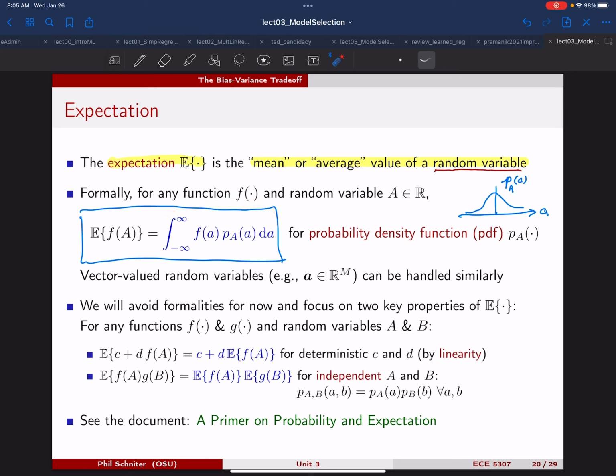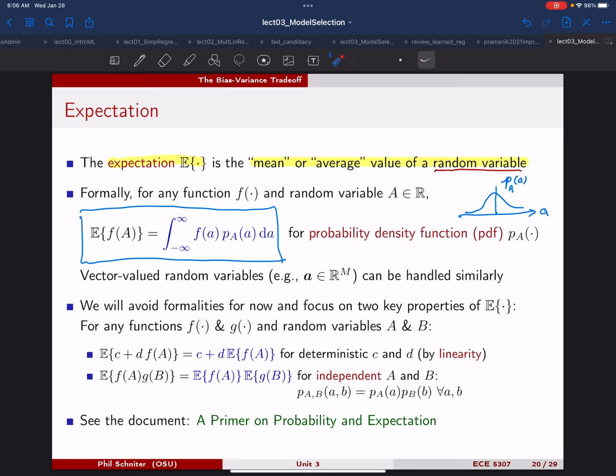Let's think about a simple case. What if I would just want the expectation of a itself? That means that the function is a trivial function that does nothing. In that case, I have expectation of a, and I have just a here. Okay, so that would be the expectation of a. But you can generalize this.